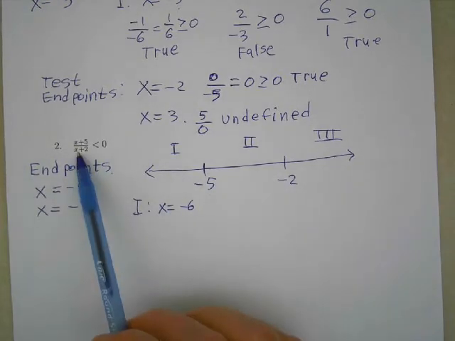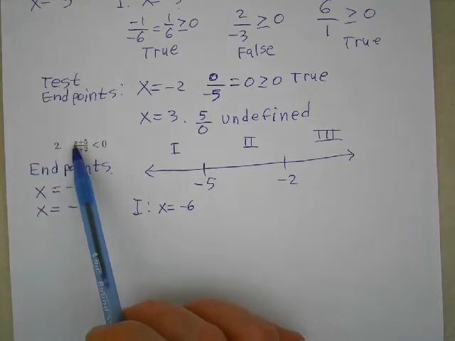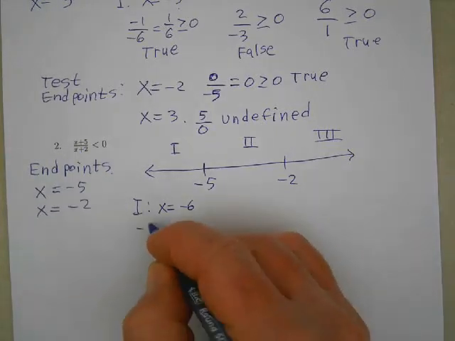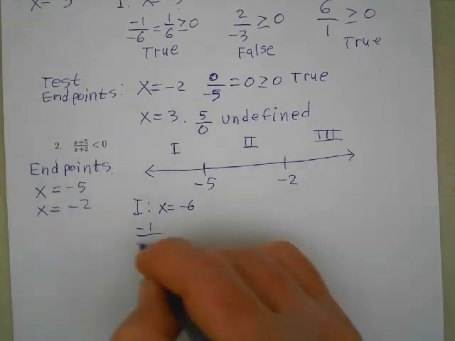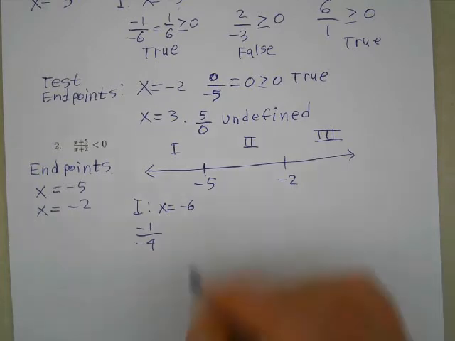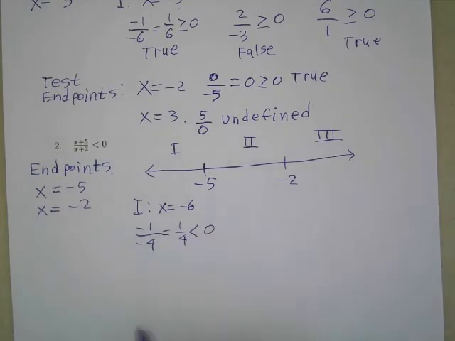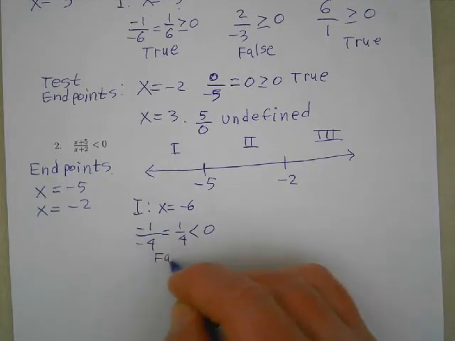And then in the inequality, I will replace every x with -6. In the numerator, -6 plus 5 is -1. In the denominator, -6 plus 2 is -4. -1 divided by -4 is positive 1/4, but the inequality is less than 0. 1/4 less than 0 is false.